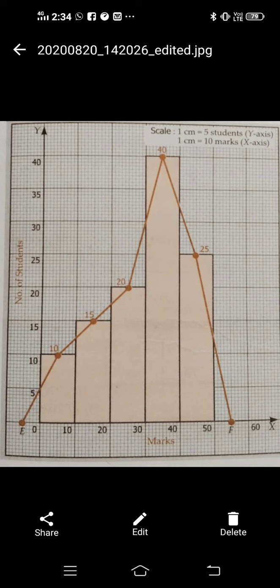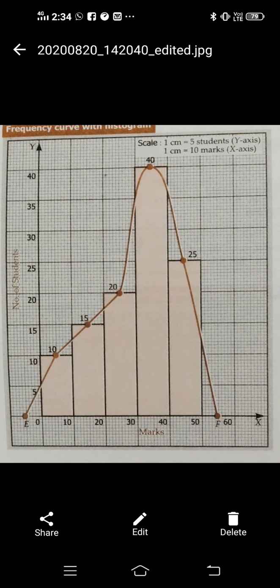So a frequency polygon can also be drawn without a histogram. This I am showing here with a histogram, but without a histogram also we can draw a frequency polygon. And how we plot a frequency polygon without a histogram, this I will discuss when we do numericals.